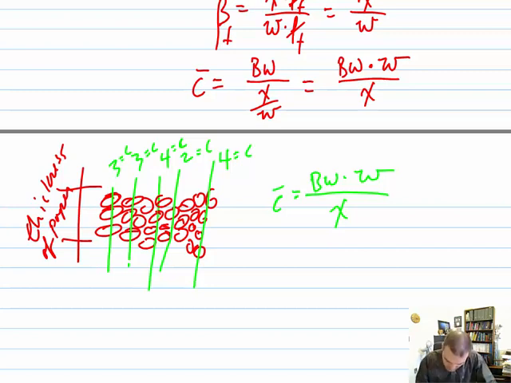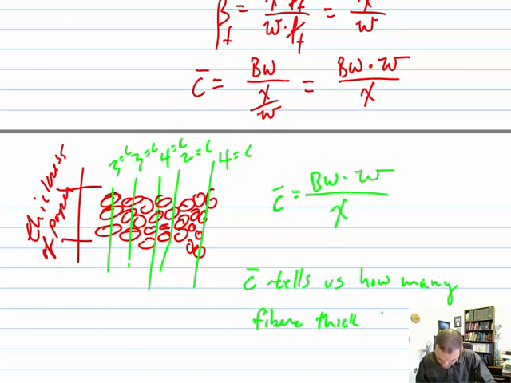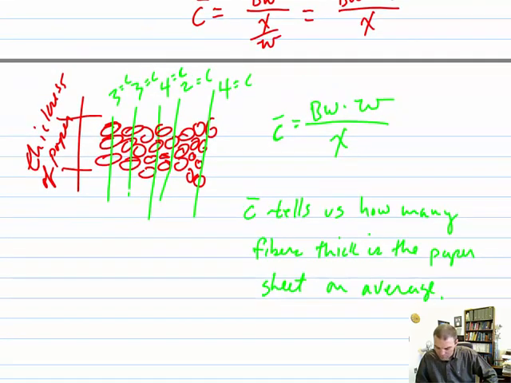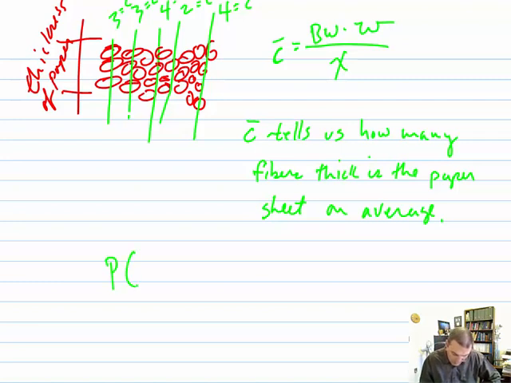So the mean coverage here, C bar, tells us how many fibers thick the paper sheet is on average. So C bar tells us how many fibers thick the paper sheet is on average. Okay. So it can be quite a useful tool, because one thing we might want to know is something like, what is the probability that C equals 0?